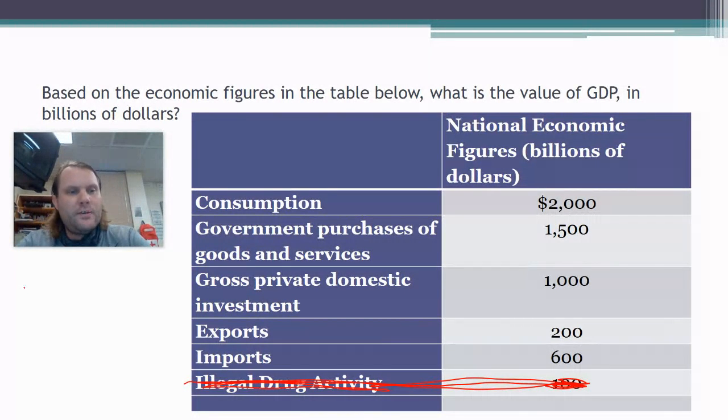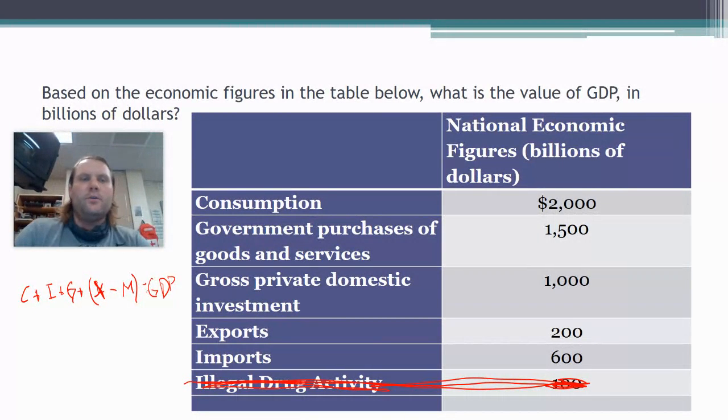If you remember, we have a simple equation. It's consumption plus business investment plus government spending plus net imports and exports. So we're going to take exports, label that with an X, minus imports, label that with an M. That equals our GDP. All right, that's one quick little review. Hopefully you had your notes in front of you.